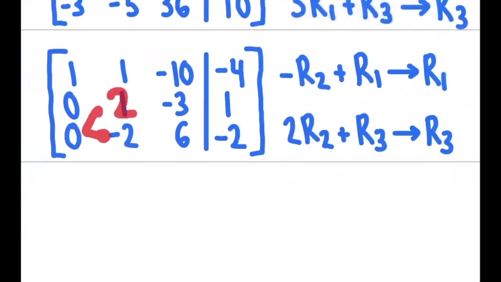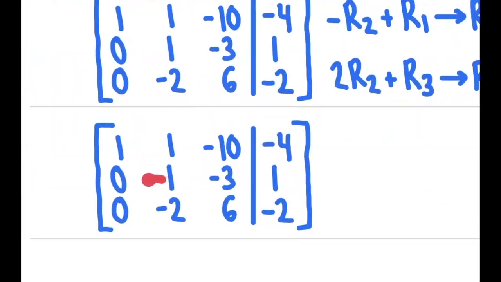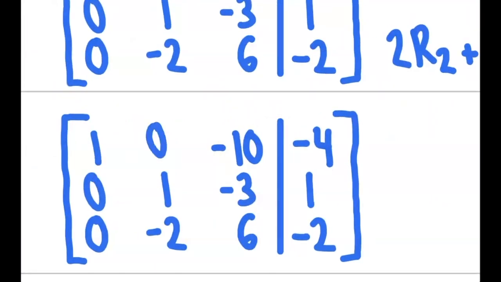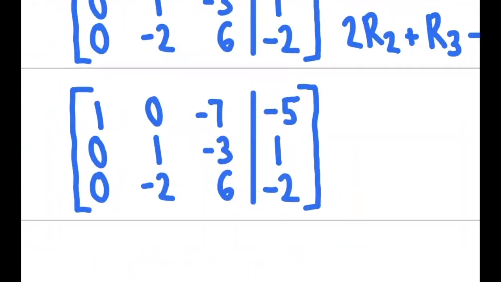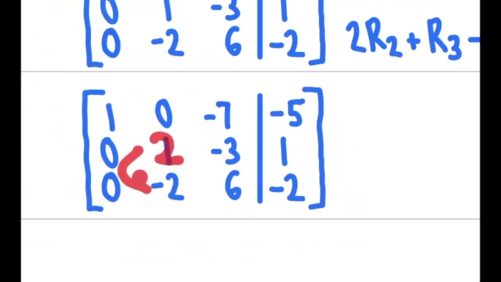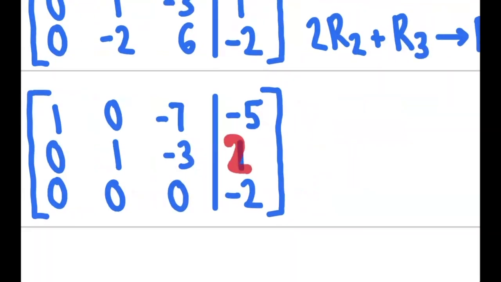Because if I double this and add it here, this is going to become 0. Let me just go through the arithmetic quickly. This is negative, and I'm going to add that to that 1 there, so that becomes 0. The negative of -3 is +3, and then plus -10 is -7. And -1 plus the -4 is -5. Then 2 times this 1 added to that -2 is 0. This is 2 times the -3, so that's -6 plus the 6, that's 0. 2 times this 1 is 2, add it to that -2, and that's 0.